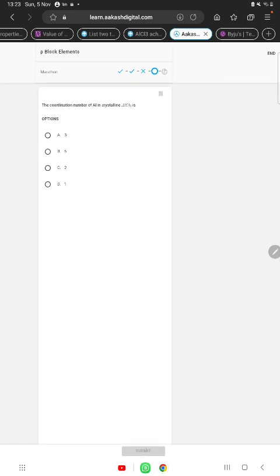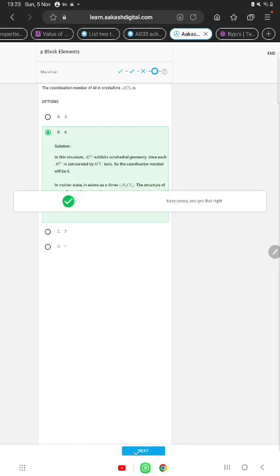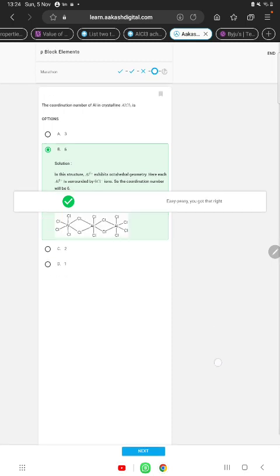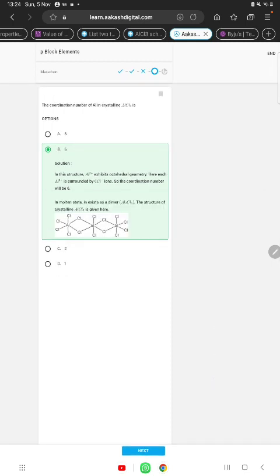The coordination number of aluminum in crystalline AlCl3 is 6. 4 is not there, no? Correct, student. It is having the vacant d orbital. In the structure, Al3+ exists in octahedral geometry. Here each Al3+ is surrounded by 6 Cl ions, so the coordination number will be 6. In molten state, it exists as dimer Al2Cl6. The structure of crystalline AlCl3 is given.